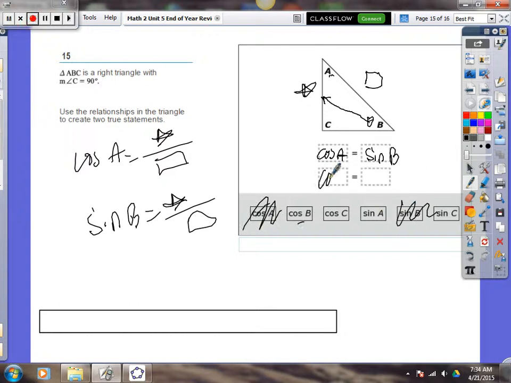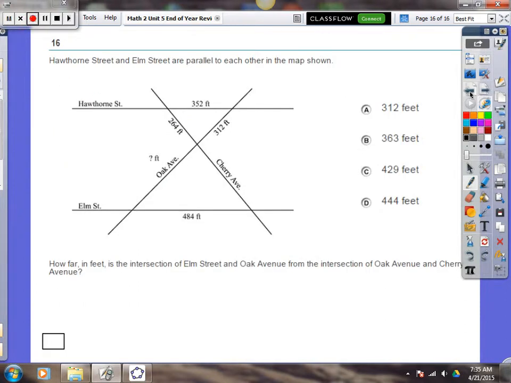We can do cosine of B. Cosine of B is going to be circle over square. And sine of A is going to be opposite over hypotenuse. This is going to be circle over square. So sine of A.